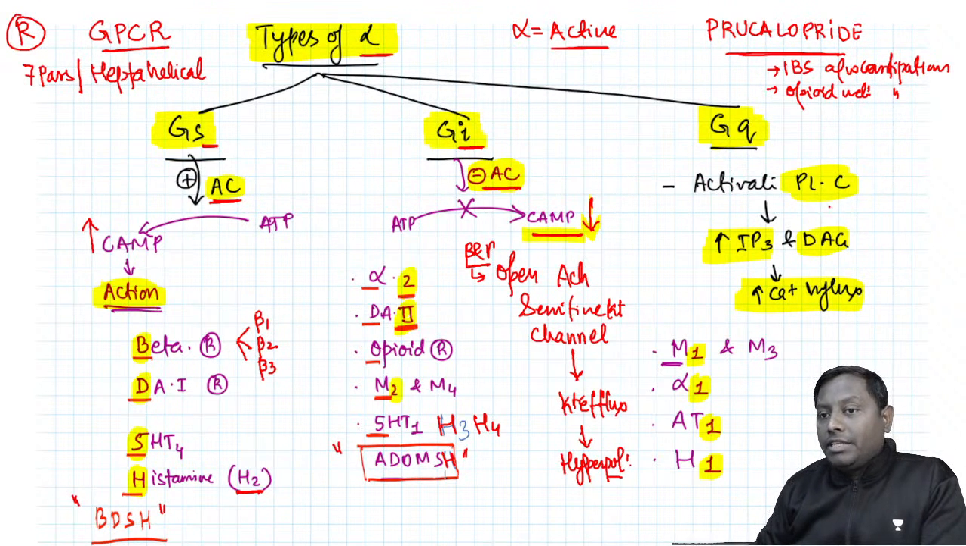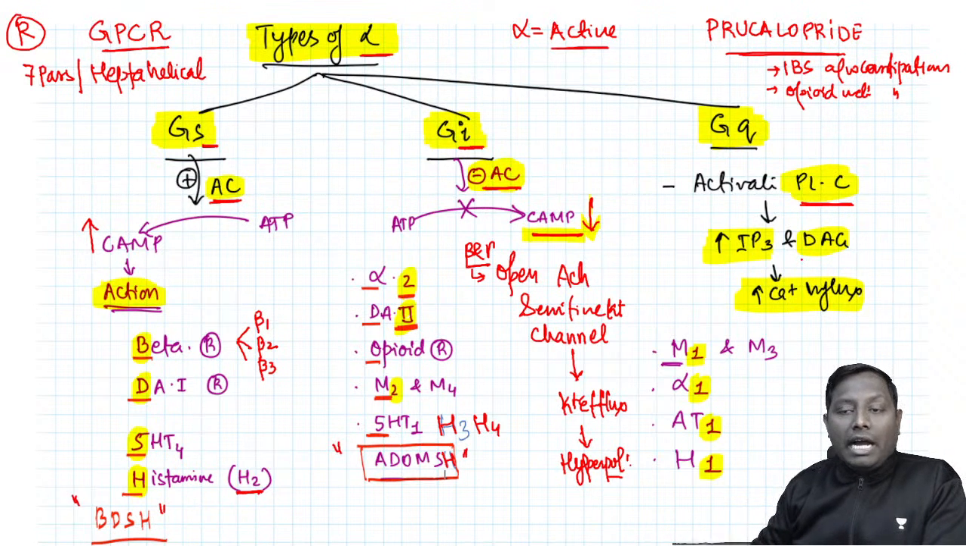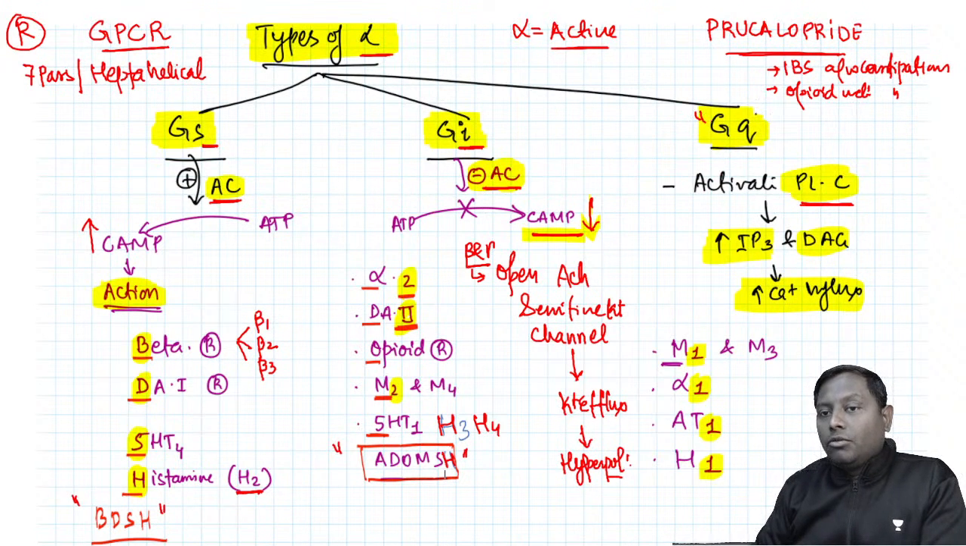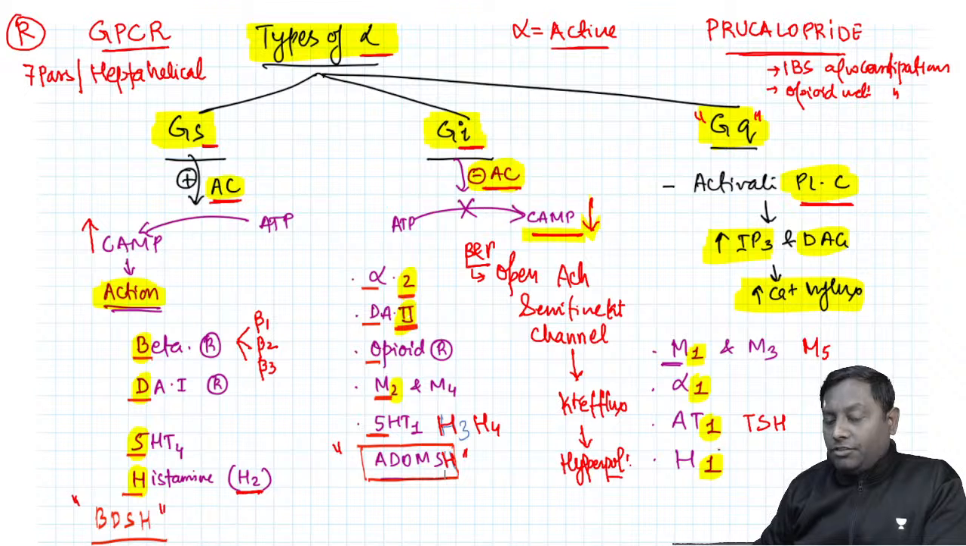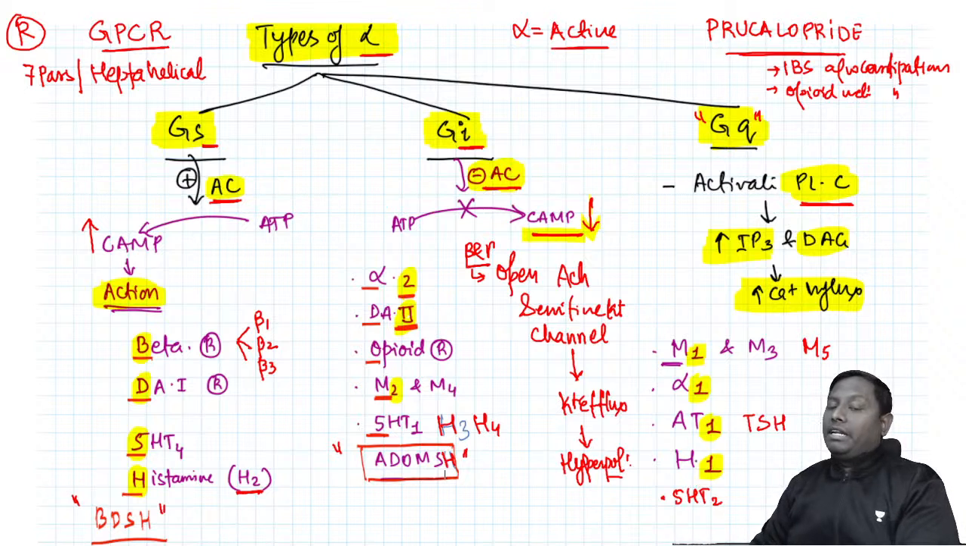Then Gq that we have is going to activate phospholipase C, which will increase IP3 and DAG. So via the IP3 and DAG pathway, which one is going to work? That is Gq. Okay, and the examples of receptors acting via Gq will be M1, M3 and M5, alpha 1, AT1. Then we also have TSH, H1 and 5-HT2. 5-HT2 is also one of the examples of receptors acting by Gq.